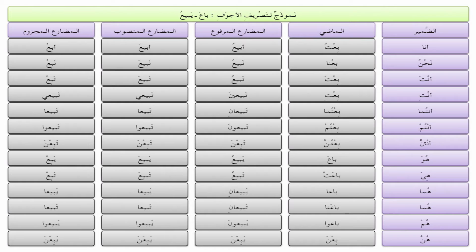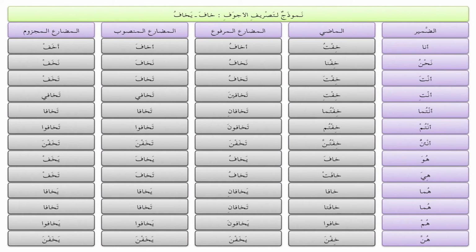Notice how in the past and here, the ya is dropped. Look at huwa again. باع، يبيع، يبيع، ويبع. Once again, the ya has dropped here because, as we said, you cannot have 2 sukoons following one another.